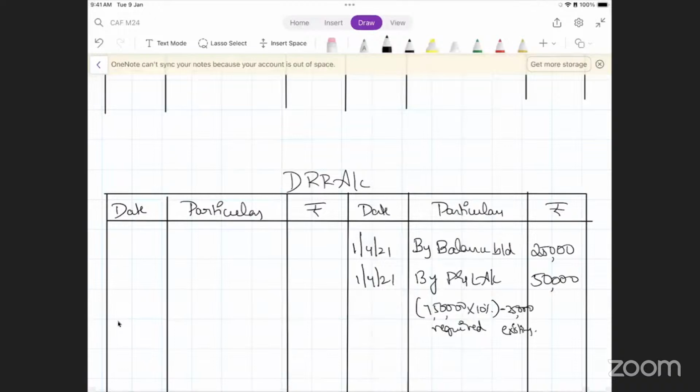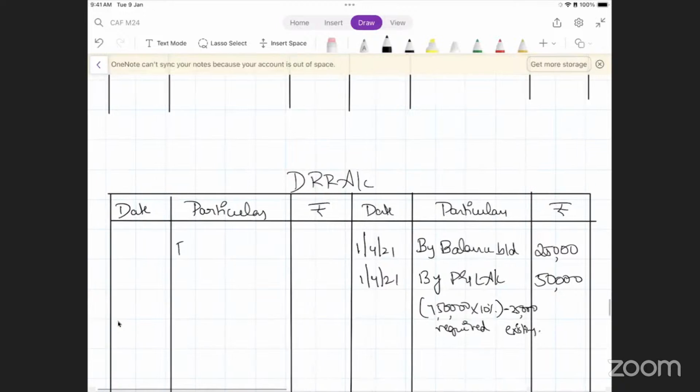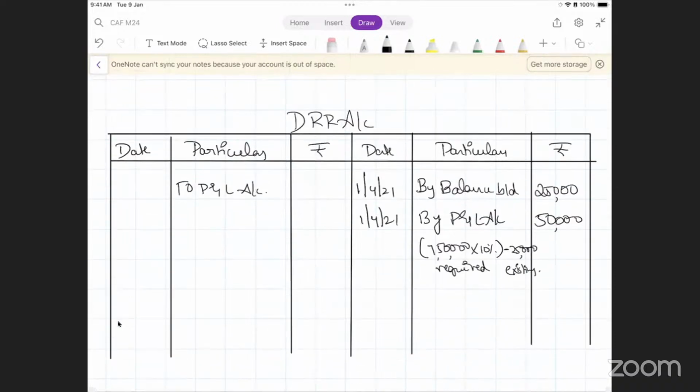DRR account will be closed now. So to close the DRR account, I will have to debit it and transfer it to profit and loss account. So how much balance do we have in DRR account? Although the opening balance was only 25,000, we have created another 50,000 DRR, so total 75,000.